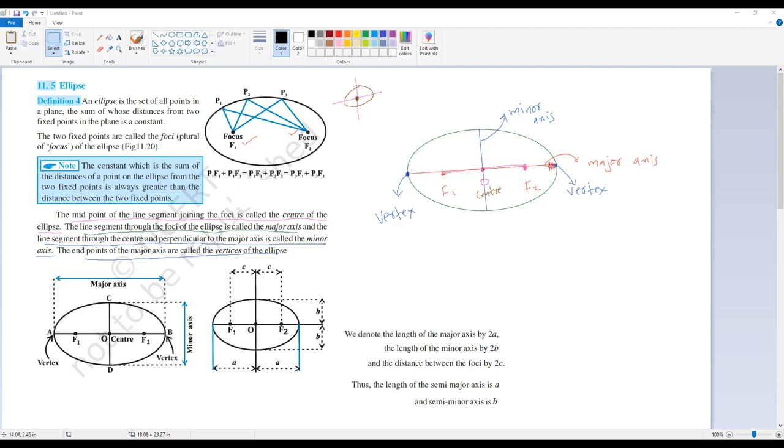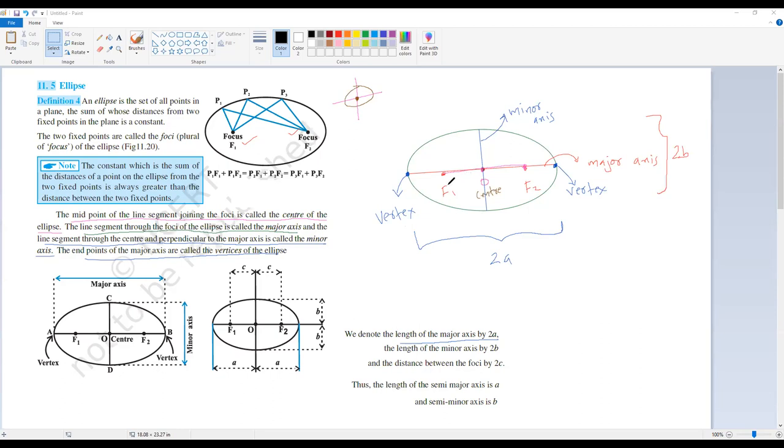Okay, now what we will denote is, we always assume in case of ellipse, length of the major axis is 2a. Length of the major axis matlab idhar se idhar tak, this length we call it as 2a. Length of the minor axis, this much, is 2b. Okay, length of the major axis is 2a, and length of the minor axis is 2b.